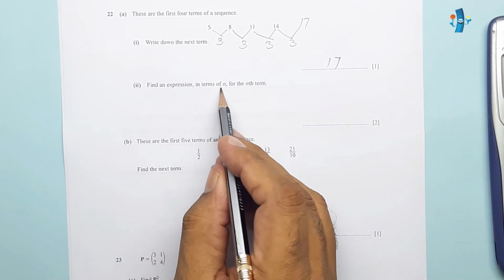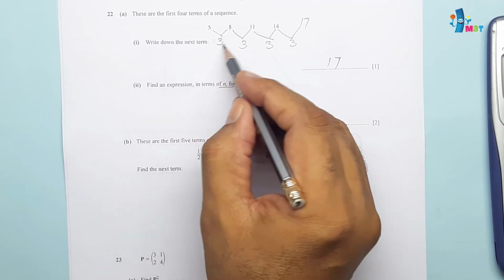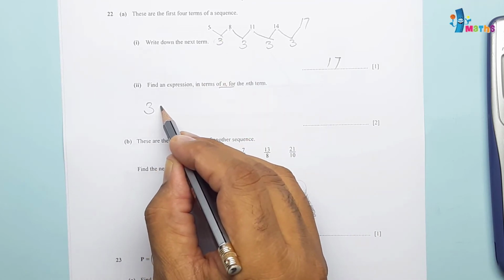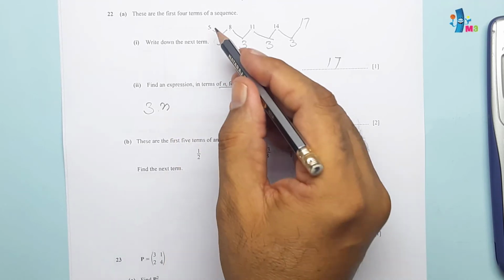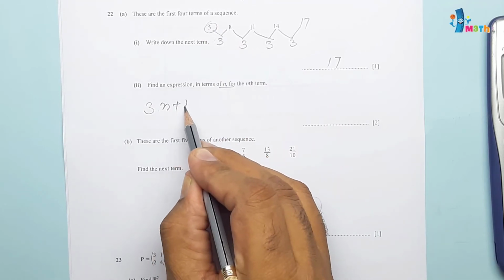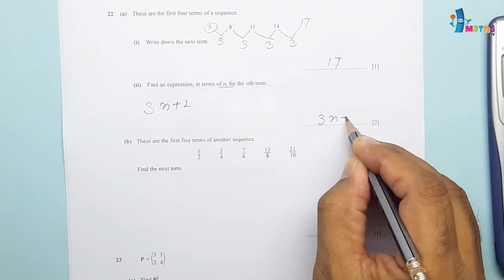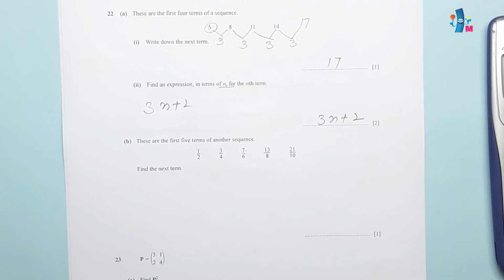They are saying find the nth term. The nth term will be the difference, 3 into n. If we replace n with 1, we will get 3, but we need 5. So plus 2. So this will be 3n plus 2. This will be the nth term.